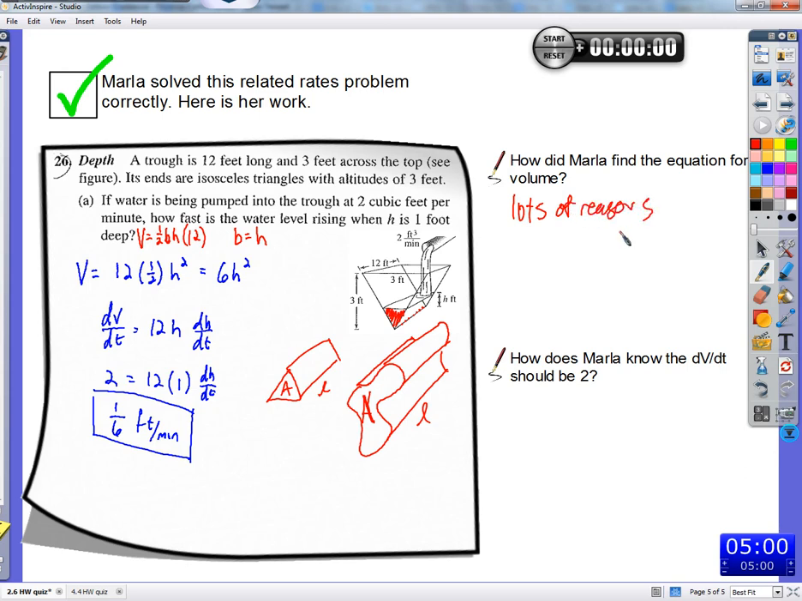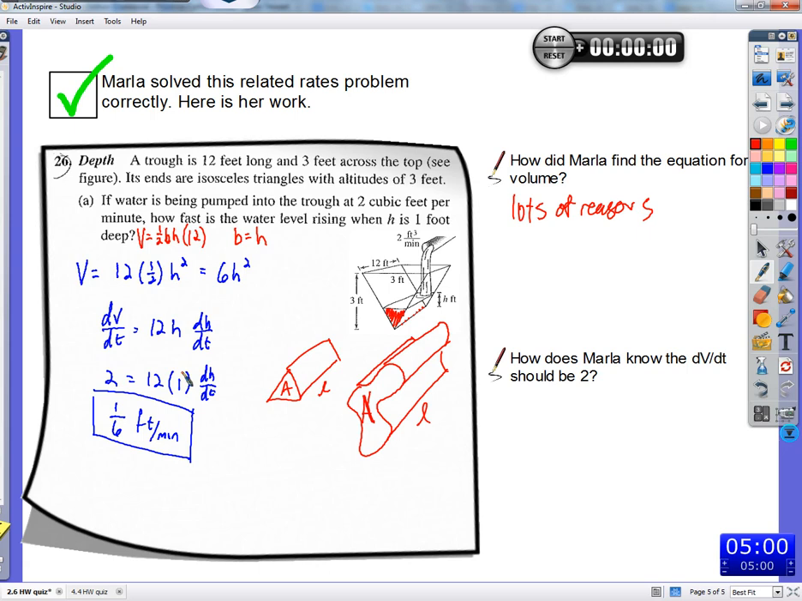She drew pictures, right, because she knows that to find the volume of something like this, you just take the surface area multiplied by the length. So she knows the surface area is 1/2 base times height. She also knows that base and height are the same. So b times h becomes h times h, which is h squared. There we are.